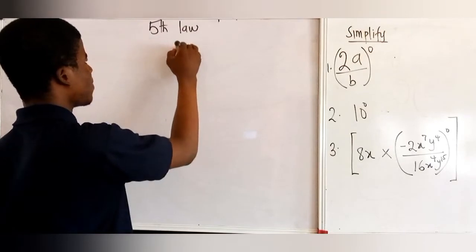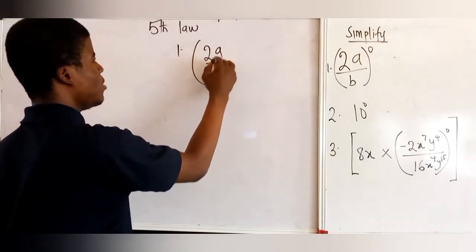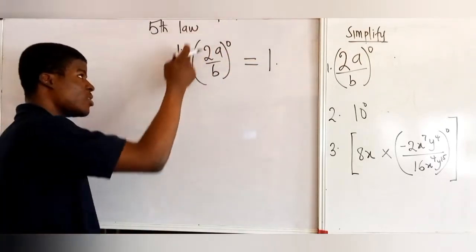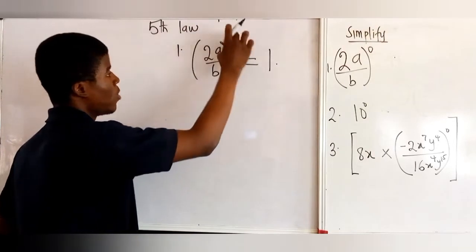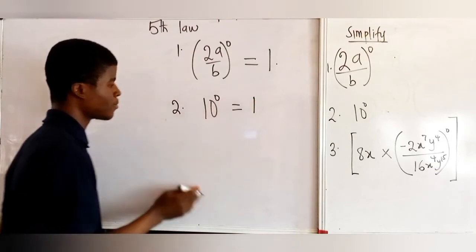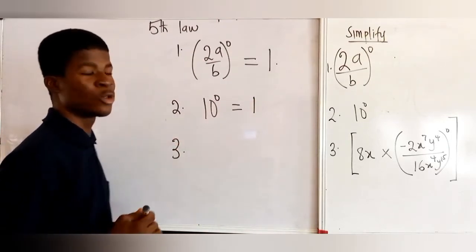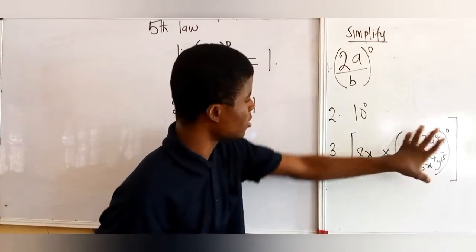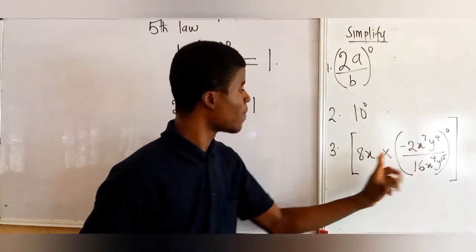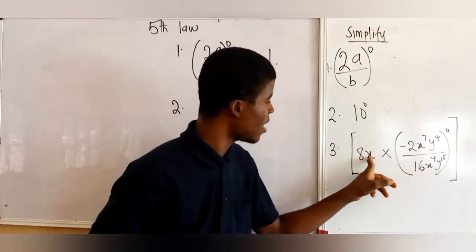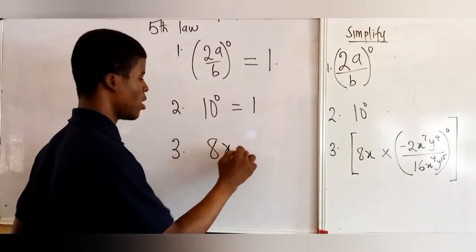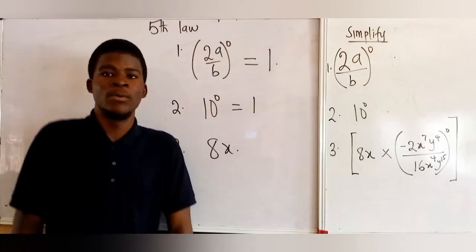Question 1 says 2a over b raised to the power of 0 is 1. There are no two ways about it, because everything is raised to a power of 0. Question 2. 10 to the power of 0 is also 1. And question 3, I'm not going to do much here. All the terms here are raised to the power of 0, so it becomes 1. And 8x times 1 is what? 8x. So the answer to number 3 is 8x. It's as simple as this.